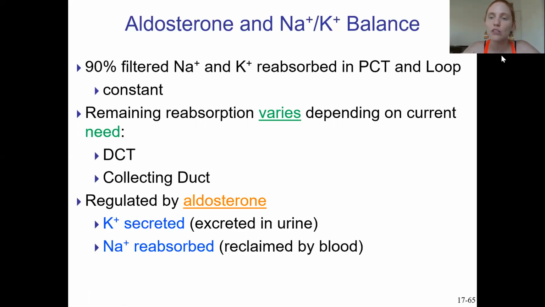So if you have low sodium, that's going to cause the secretion of aldosterone, and the secretion of aldosterone is going to help increase sodium absorption at the expense of potassium. You'll lose potassium in the urine, but you get to keep more of the sodium, and that's the main point. If you have too low sodium, let's get more sodium into the body using aldosterone.